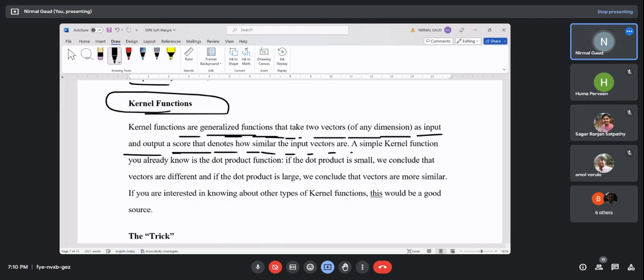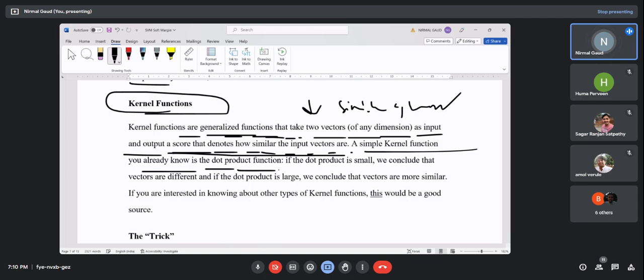Now what does this mean? They are saying that it accepts two vectors as an input and outputs a score that denotes how similar these two input vectors are. That means I am checking the similarity of two vectors. A simple kernel function, you already know, is the dot product function. If the dot product is small, we conclude that the vectors are different, and if the dot product is large, we conclude that the vectors are more similar. Now, what does this mean?